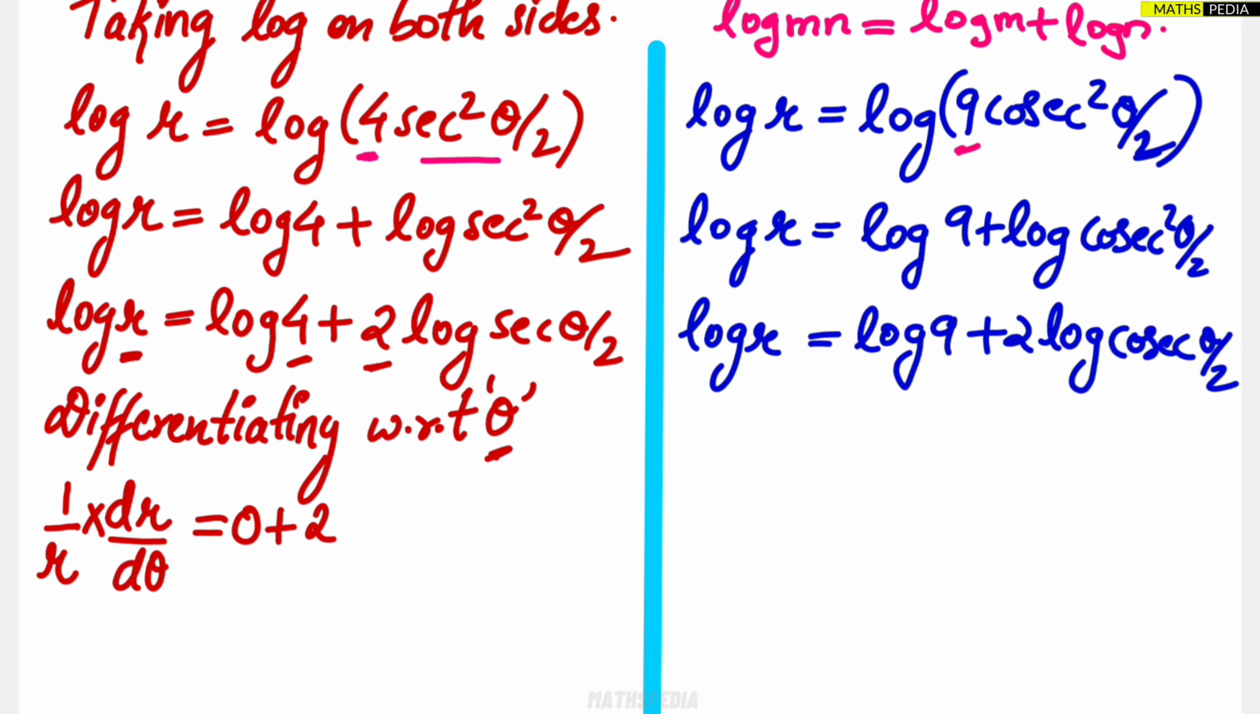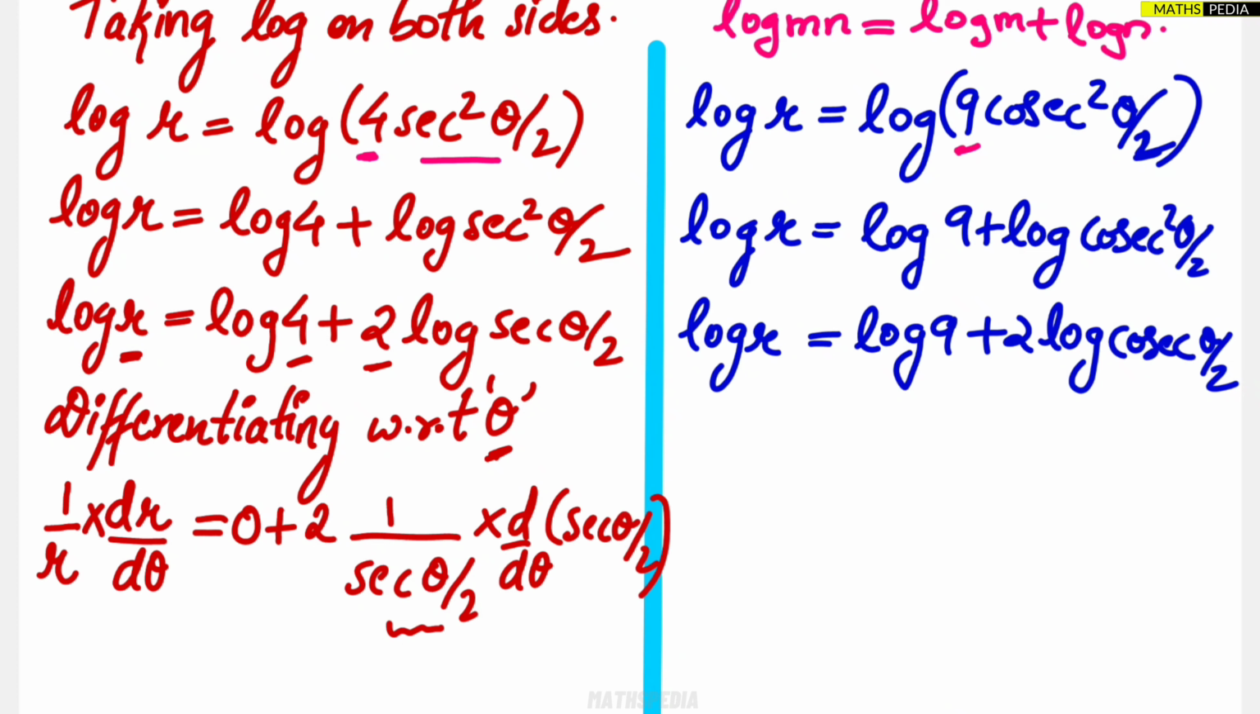Log secant theta by 2 can be written as 1 by secant theta by 2, because differentiation of log of something is 1 by that something. But the problem again here is secant theta by 2 is there. That particular thing again you have to differentiate with respect to theta. So differentiating this particular thing with respect to theta. Very important step. Chain rule.